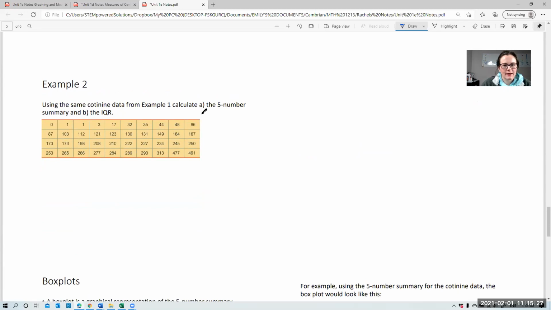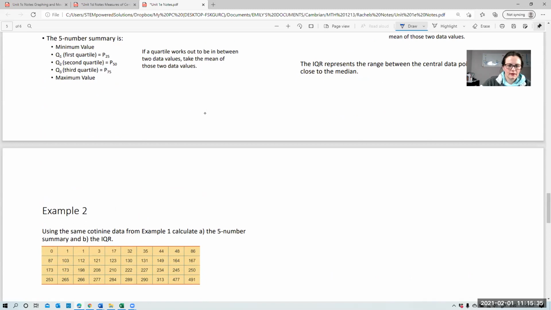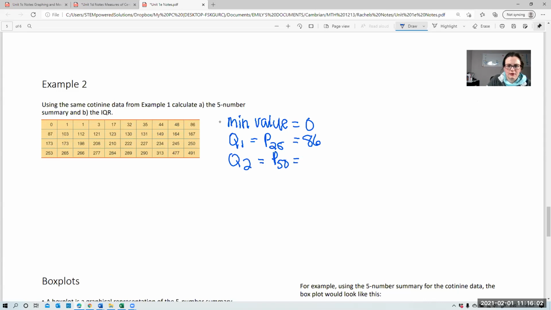Using the same cotinine data from example 1, calculate the 5-number summary and the IQR. So the minimum value is equal to 0. The 25th percentile is equal to 86, or Q1 is equal to P25 is equal to 86. Q2 is equal to P50, which is equal to 167. So I'm just numbering off the values.